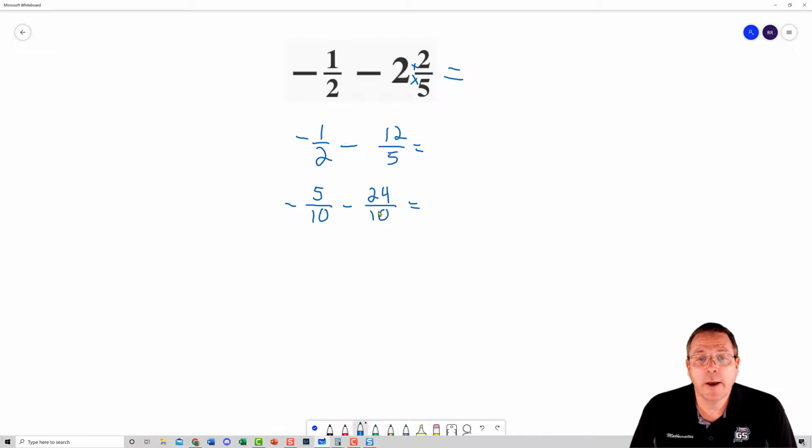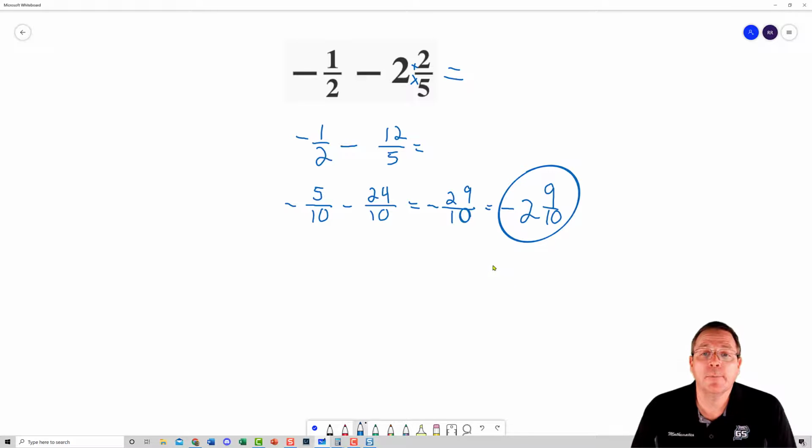From here, I've got my common denominator, so I need to focus on my numerators and my signs. My signs are the same, so I'm going to find the sum. The sum of 5 and 24 is going to be 29 over 10, and the sign in front of your larger number goes in front of your answer, giving me negative 29 over 10. That is an improper fraction. We're going to make our improper fraction back into a mixed number, which is going to be negative 2 and 9/10, and you should be able to do that one in your head. Easy math, or the 2 and 9/10 part in your head, I should say.